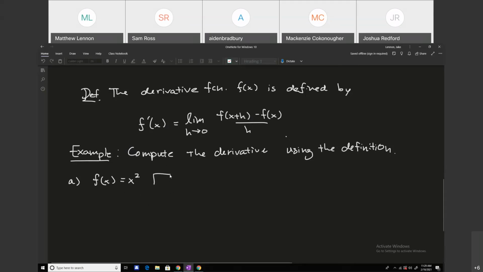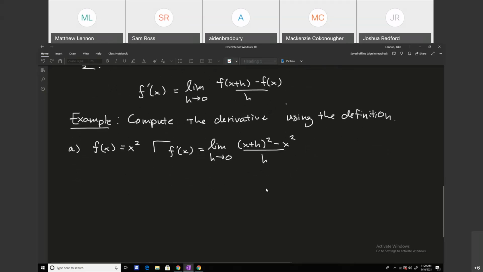Well, f prime of x, according to this definition, is going to be the limit as h approaches 0. And then you need to plug in x plus h for x first. So that would be x plus h quantity squared minus x squared over h. So there's a little bit of function composition there. And then what happens is we need to expand. Remember, x plus h squared is not x squared plus h squared. You actually need to write it out in FOIL.